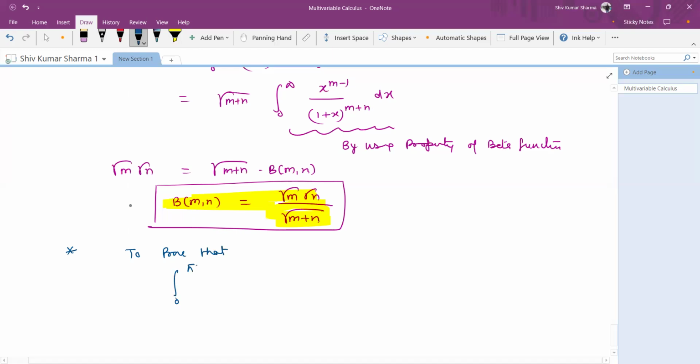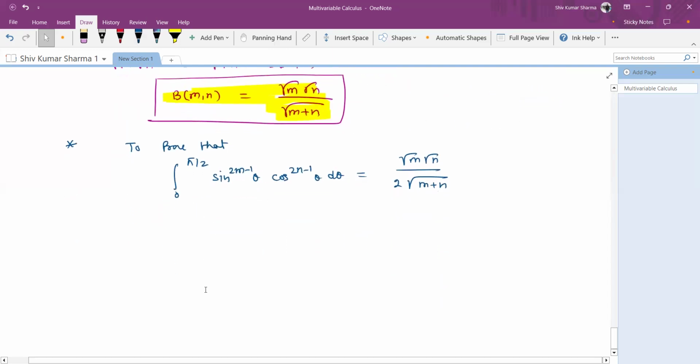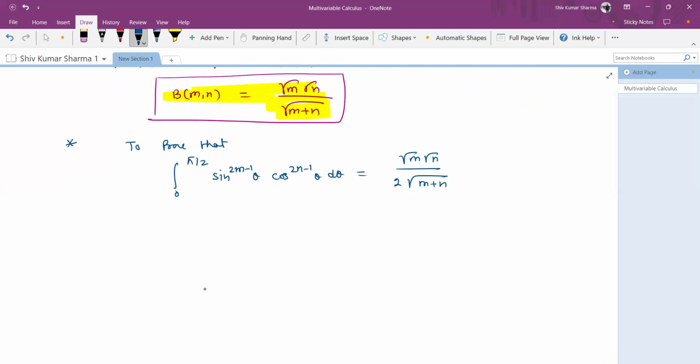integral 0 to pi by 2 sine 2m minus 1 theta cos 2n minus 1 theta d theta is equal to gamma m gamma n upon 2 gamma m plus n. So we will prove this result by using previous property. That means in previous lecture we have discussed this property. So this value, the LHS, is equal to beta mn.